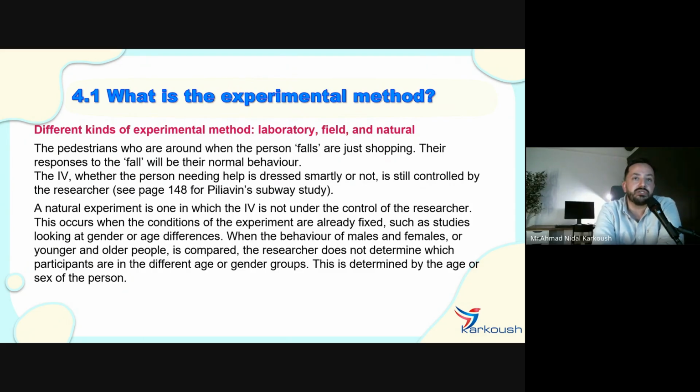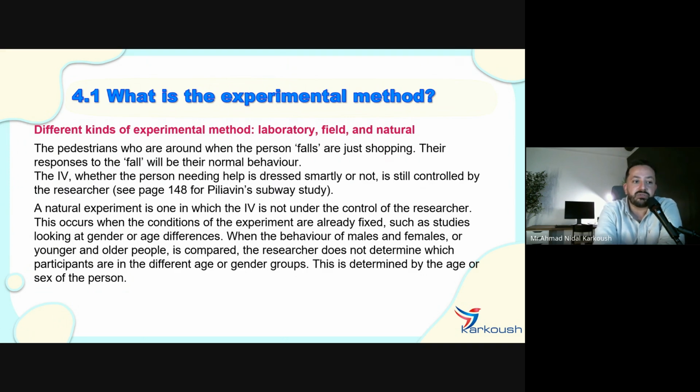Now, a natural experiment is one in which the IV is not under the control of the researcher. The researcher cannot really control the IV that much. It happens when the conditions of the experiment are already fixed, such as studies looking at gender or age differences. When the behavior of males and females or younger and older people is compared, the researcher doesn't determine which participants are in the different age or gender group.